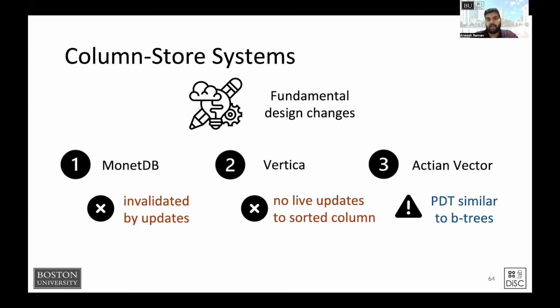Action Vector is another column store system. However, it does support live updates to a sorted column by using a technique called PDT, or positional delta trees. PDT is essentially an in-memory variant of a B tree containing positional information. But based on our experiments with B tree, we again don't expect any significant performance difference as we vary data sortedness. We are still exploring the efficacy of both Vertica and Action Vector systems when we vary data sortedness using our benchmark.